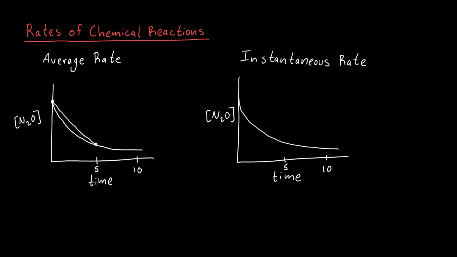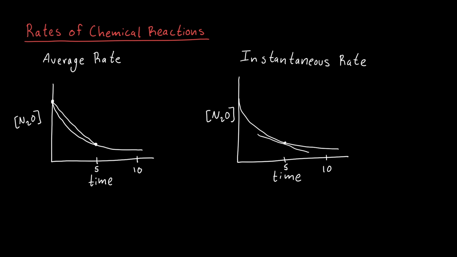Now, if we're looking at the instantaneous rate, let's say at time is equal to 5, rather than the slope between 2 points, we're looking at the slope of the line that is tangent to the curve at that point, or tangent to the line at that point.